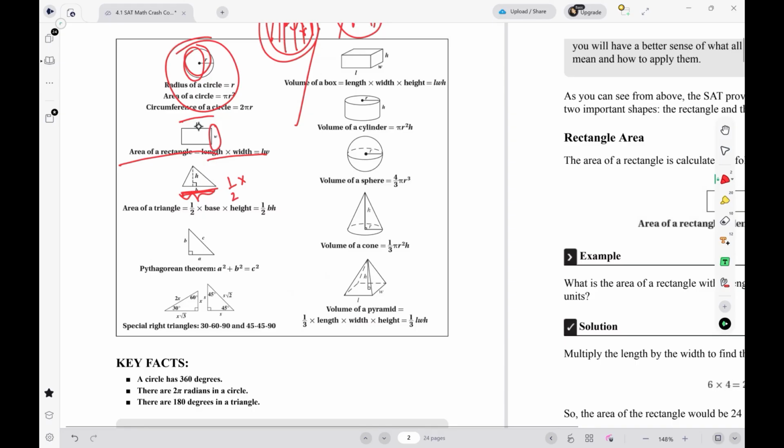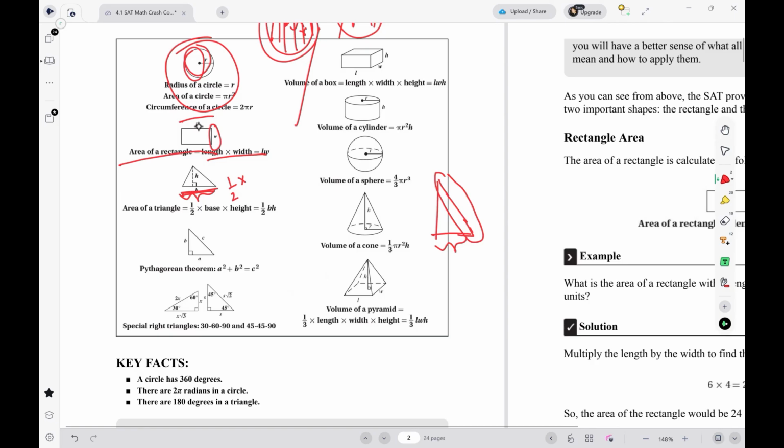For example, if a triangle looks like this, then you can take the base as this side, and then you just need to consider the height as this side. Whatever you take as the base and whatever you take as the height, the height always needs to be perpendicular to the base.